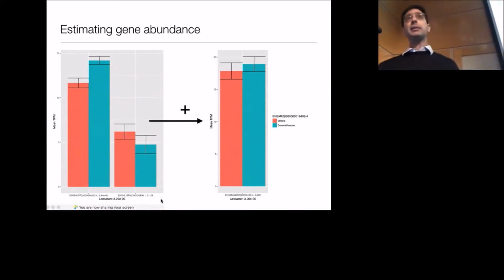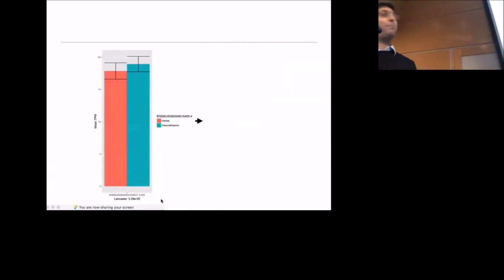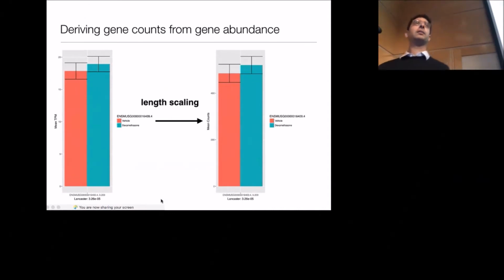The problem now is that the right-hand side is in what are called TPM units, or transcripts per million. That's some normalized version of counts divided by length. But programs like DE-seq do this thing called shrinkage or regularization. Because you have very few replicates, they share information across genes to better estimate variance. And to do that, they actually need counts. So what happens next is that these abundances are converted back into counts, and that's what is now fed into the programs. And how do you go from abundances into counts?